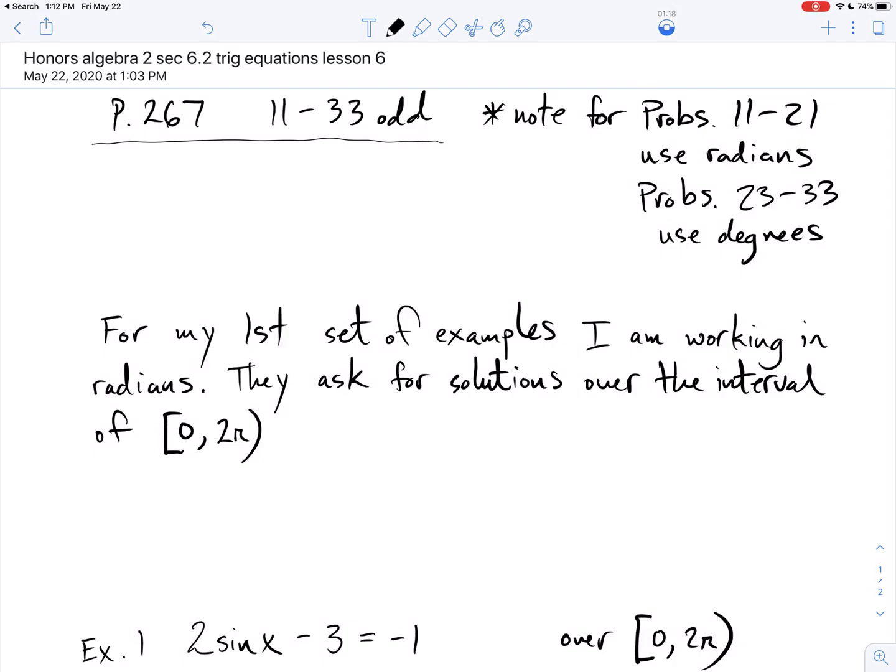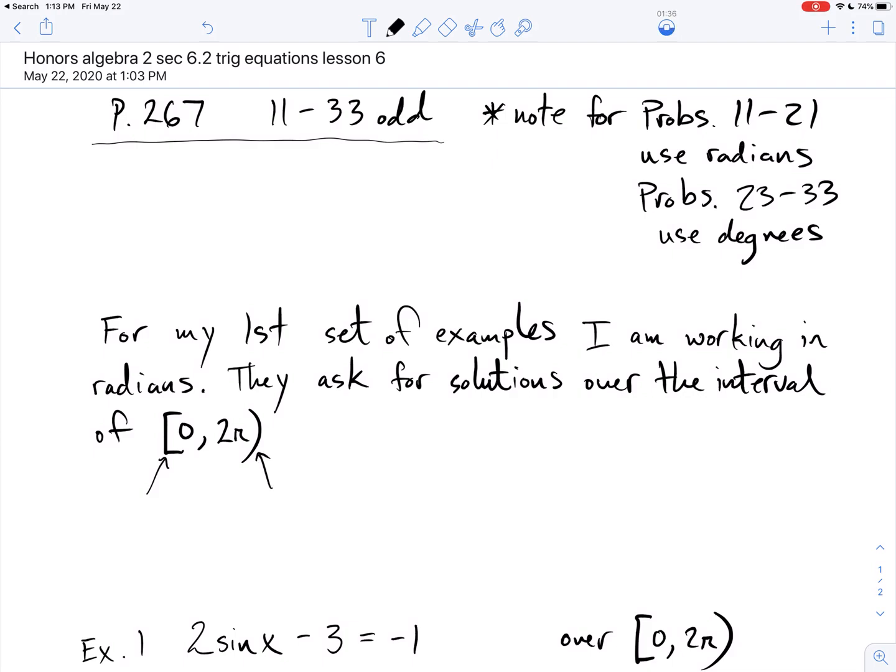For my first set of examples, I'm working in radians. They ask for the solution over the interval from 0 to 2 pi. Now remember, bracket means 0 could be one of your answers. But why did they give me a parenthesis here?